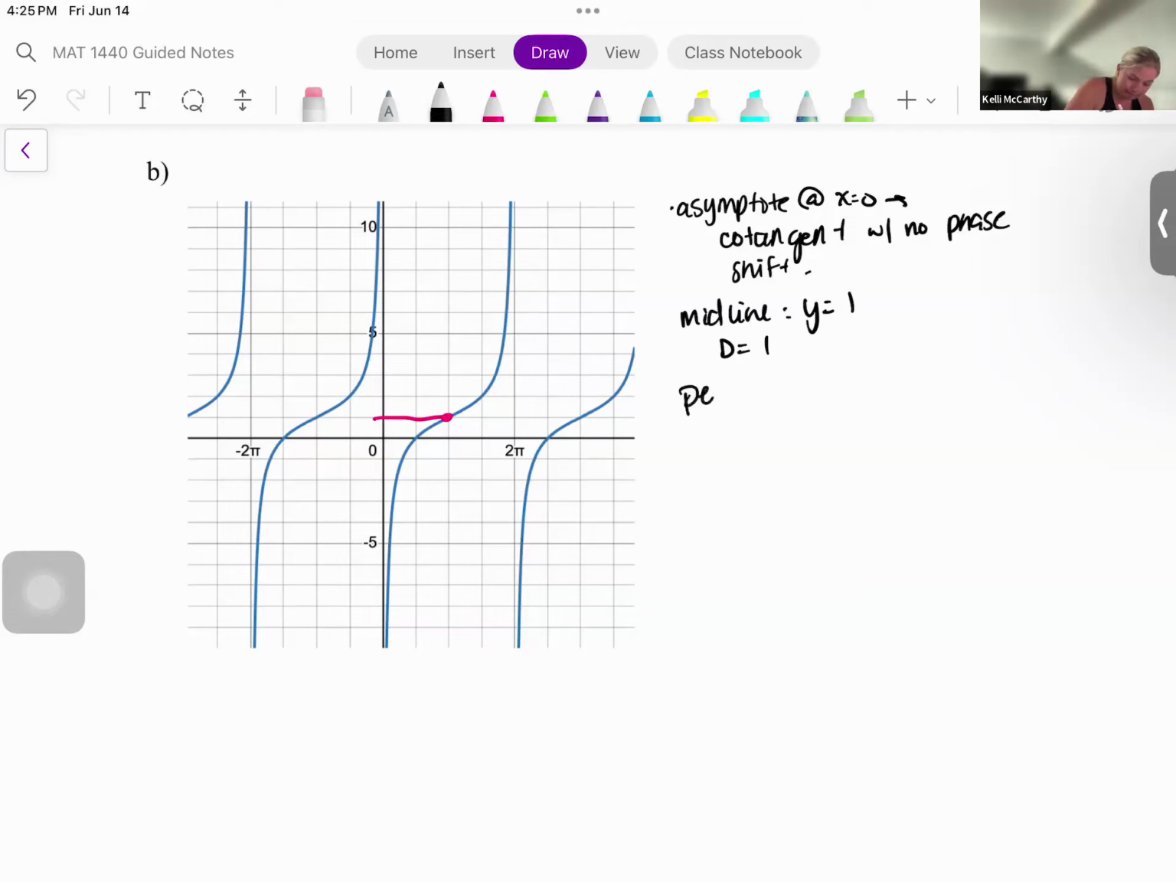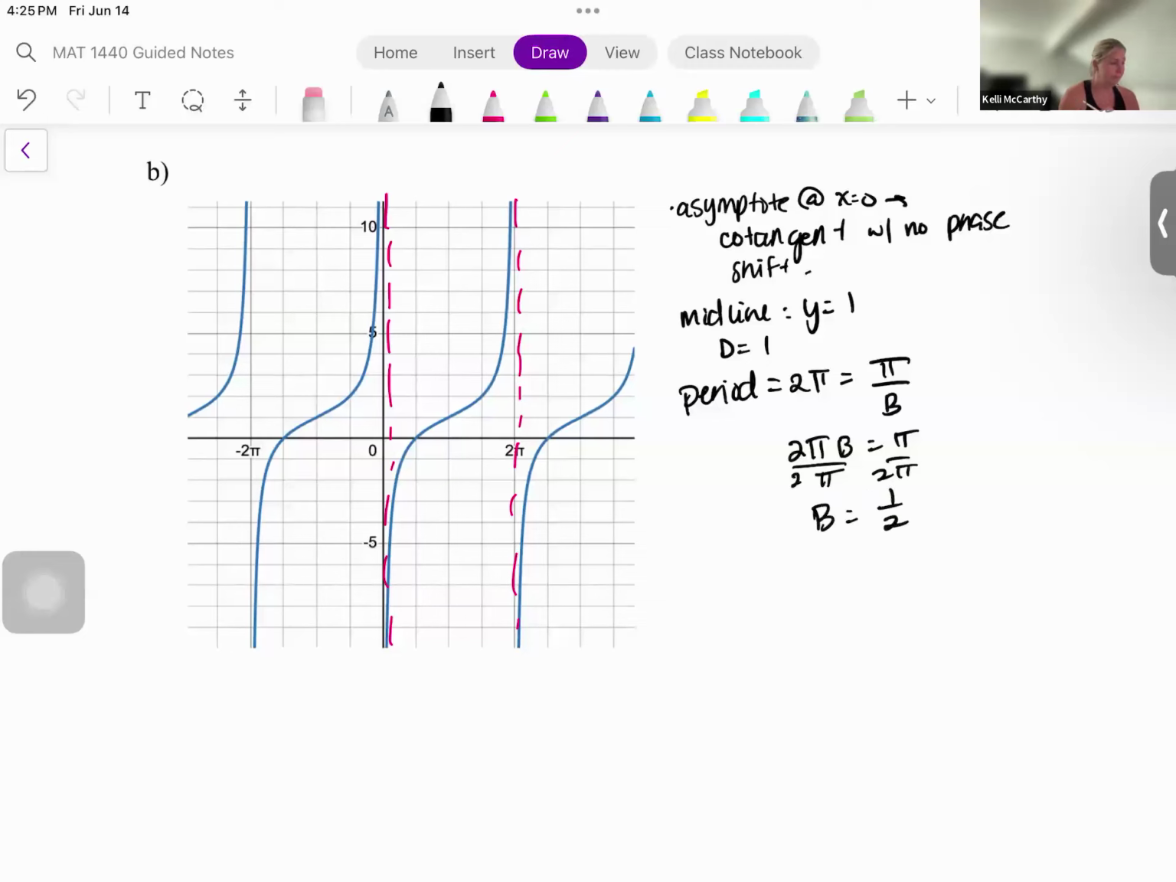Our period for this equation, so thinking about where our asymptotes lie, we've got an asymptote at 0 and another one at 2 pi, which means that our period is 2 pi, which is equal to pi divided by b. We're going to solve this equation for b by multiplying both sides by b. So we have 2 pi times b is equal to pi. We divide both sides by, sorry, we want to divide by 2 pi. b is equal to 1/2.